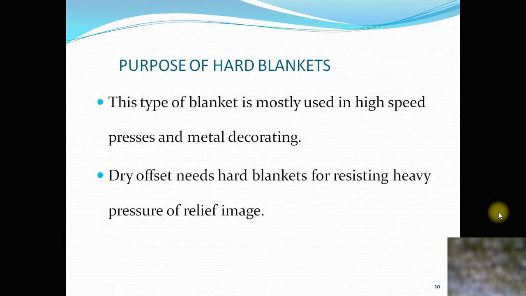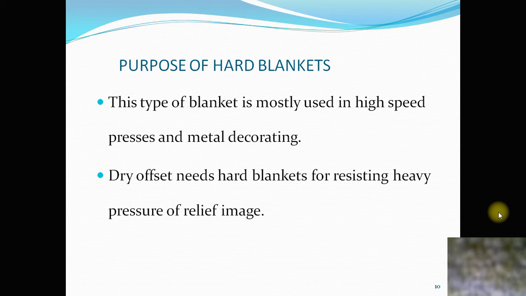To make you understand, I will explain a little bit. Normally, offset will have the main principle that oil and water repel each other. In this, the non-image areas are water receptive and image areas are ink receptive. There is no physical separation. But whereas in dry offset, we will not use any dampening solution on the plate.